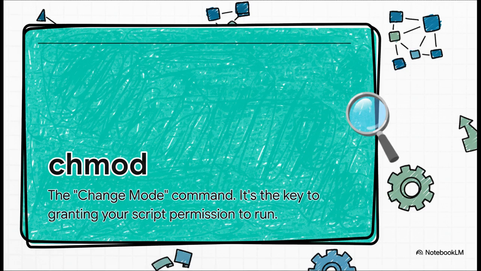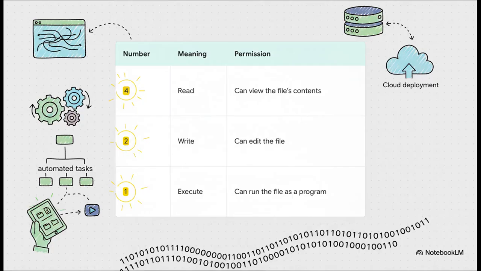We use a command called chmod, which is short for change mode. This command is basically the key that lets you grant or take away permissions for any file on your computer. Now, chmod can look a little weird at first, but the logic behind it is actually pretty simple. Linux uses numbers for permissions. It's like a code. As you can see, the number 4 means you can read the file. 2 means you can write or edit it. And 1 means you can execute it or run it like a program.